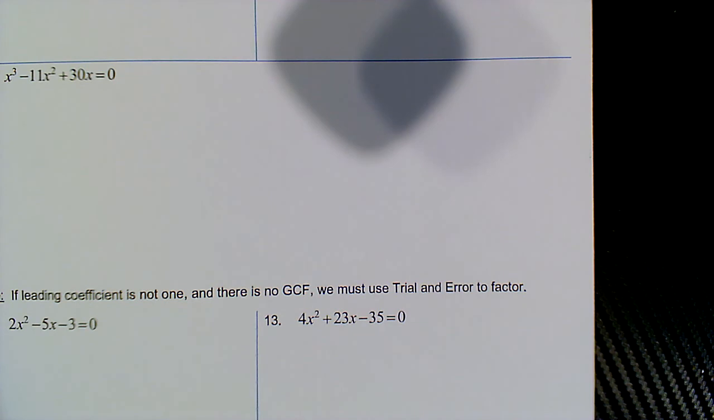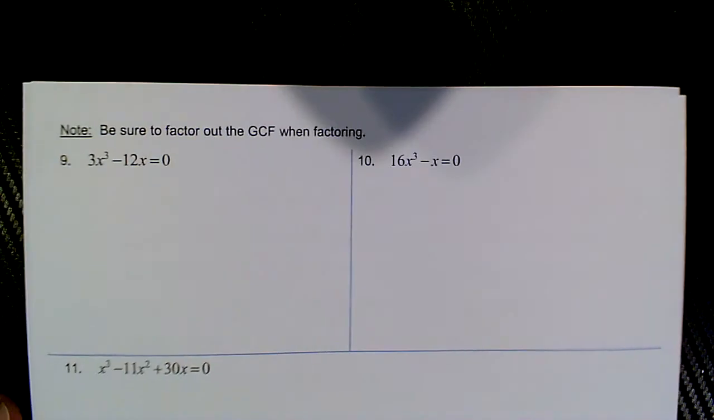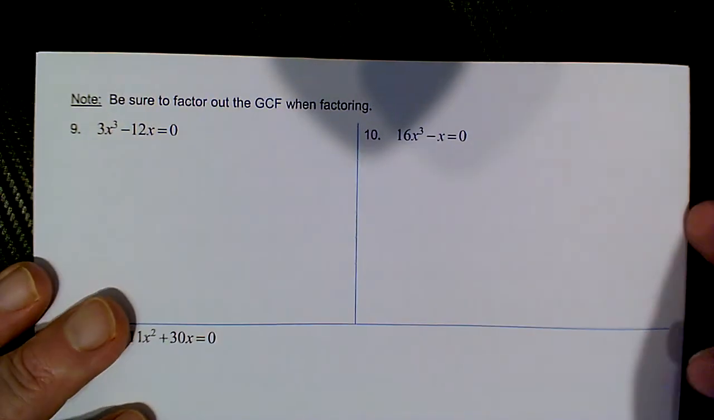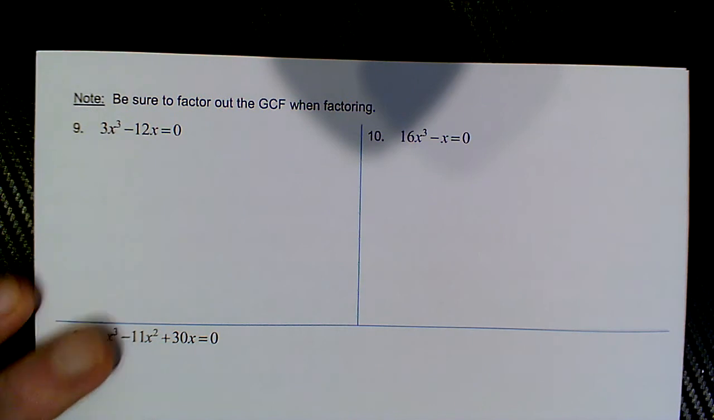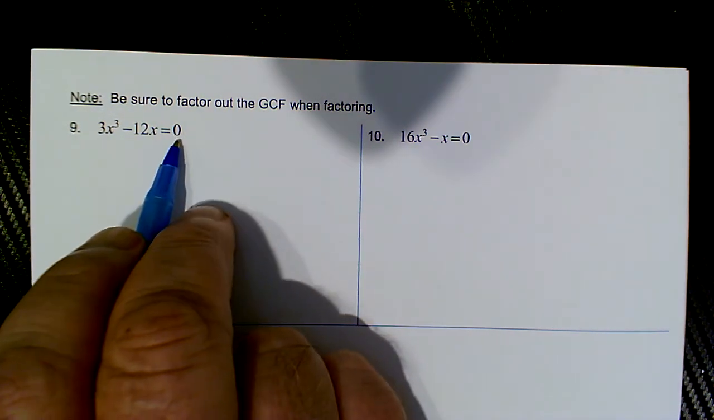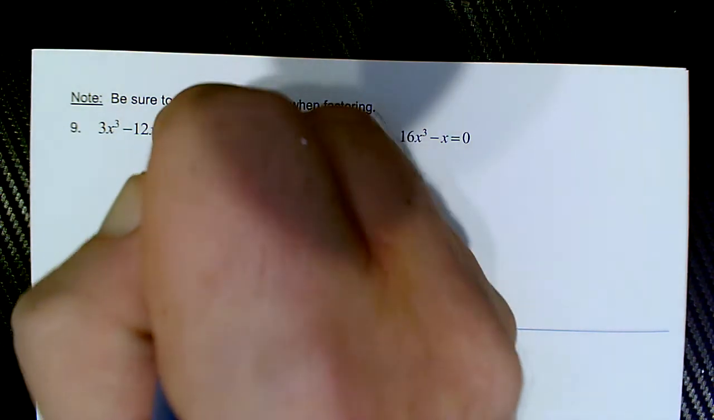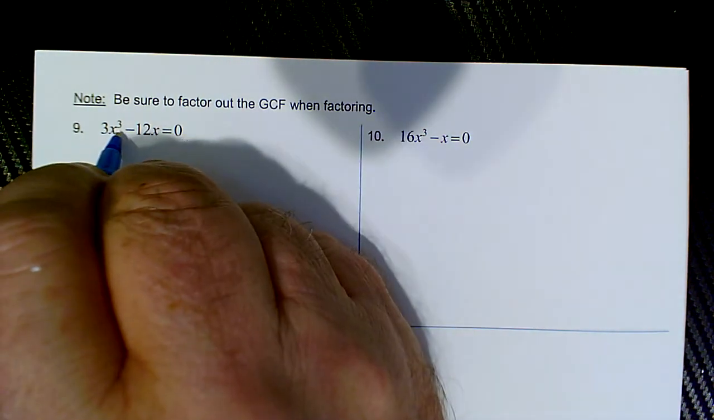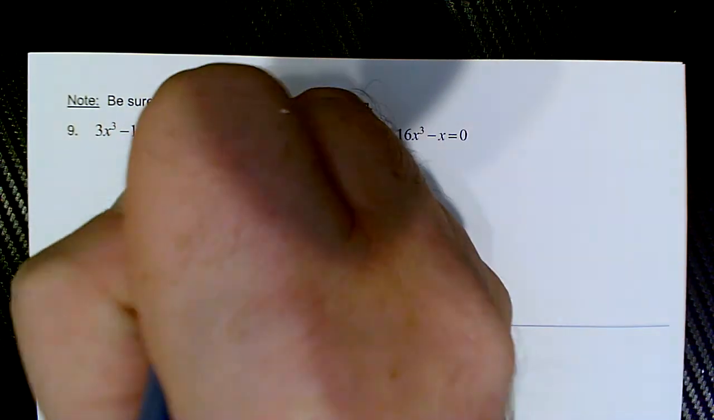first be sure to look for the greatest common factor, because the greatest common factor is the first thing we always look for when factoring. Before you do, though, make sure it's in standard form, make sure it's set to 0, and this is. But notice you've only got two terms, and actually there's a cubic, right? So you know something's going on.